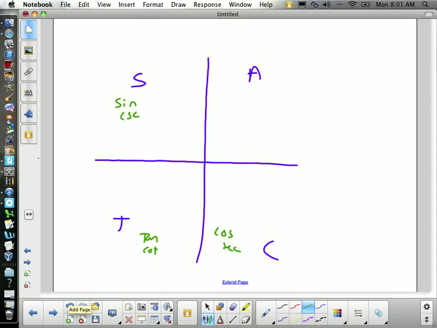So, number 6, sine is positive and cosine is negative. Well, sine is positive here, and sine is positive here. So there's sine positive. Cosine negative, cosine is negative here and here. Which quadrant is true for both of them? Quadrant 2. It's the only solution.